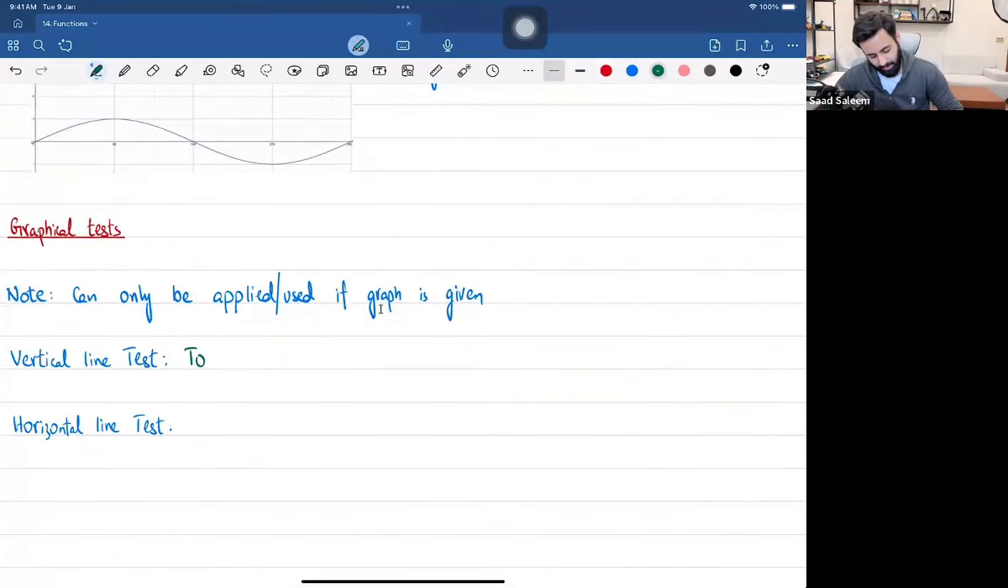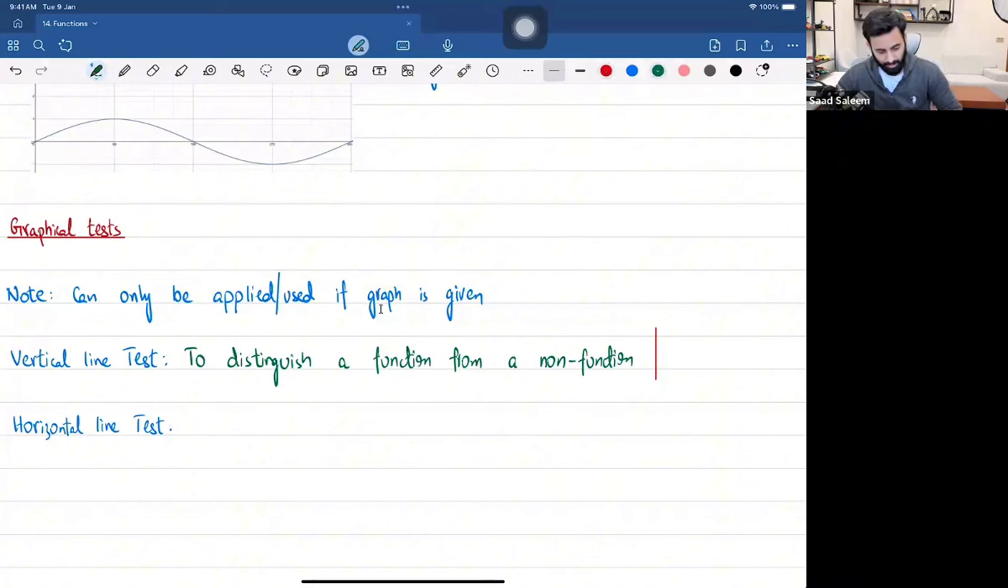A vertical line test is to basically distinguish a function from a non-function. All right. So this is what a vertical line looks like, in case you've forgotten.